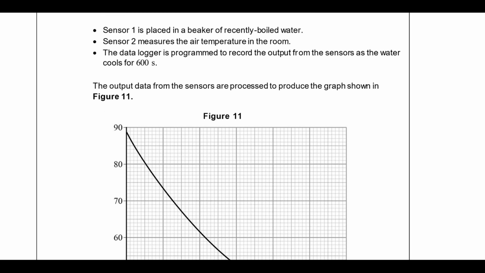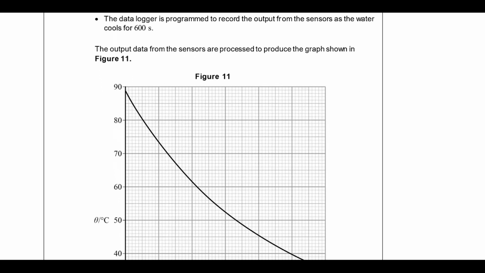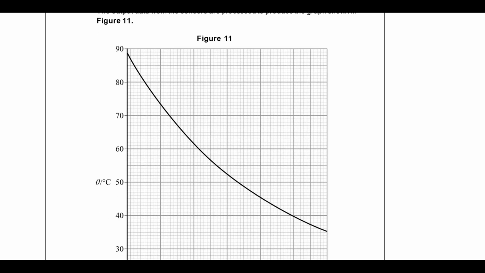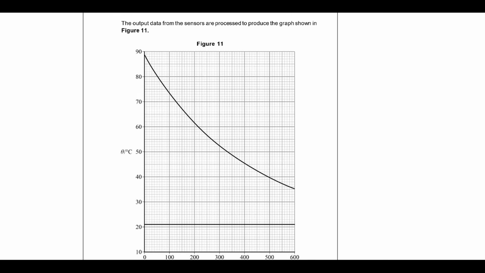Sensor 1 is placed in a beaker of recently boiled water. Sensor 2 measures the air temperature in the room. The data logger is programmed to record the output from the sensors as the water cools for 600 seconds. That's what this graph is. So we've got the room temperature measured and we've got the temperature of the water.